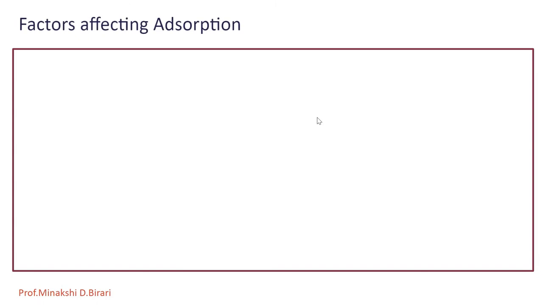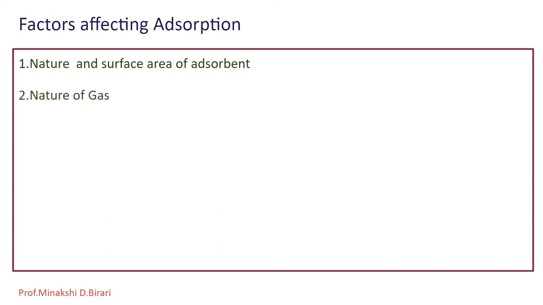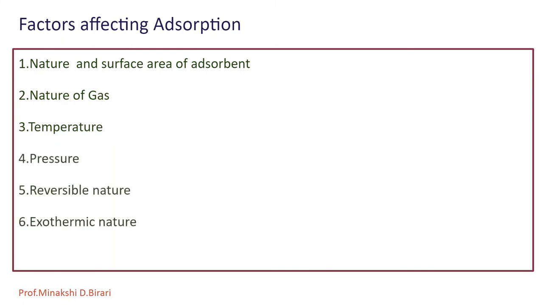Now we have to study the factors affecting adsorption. So what are the factors which are related to the adsorption? These are nature and surface area of adsorbent, nature of gas, temperature, pressure, reversible nature, exothermic nature and specific nature. So we have to study in detail factors affecting adsorption one by one.